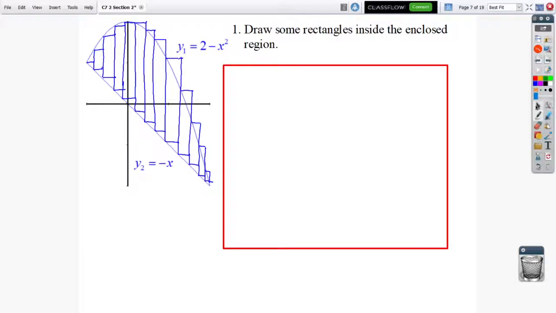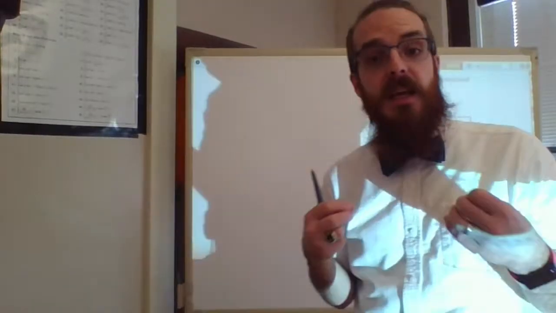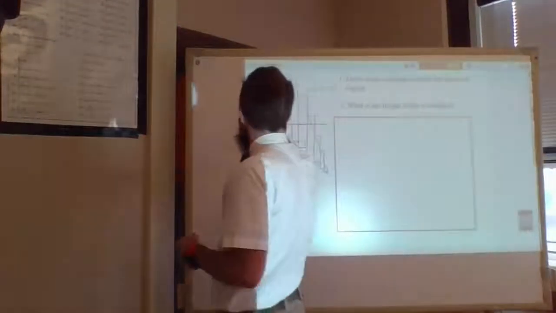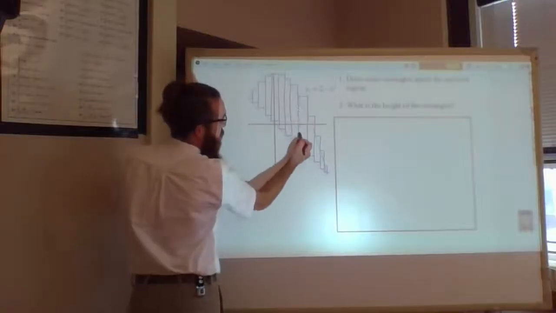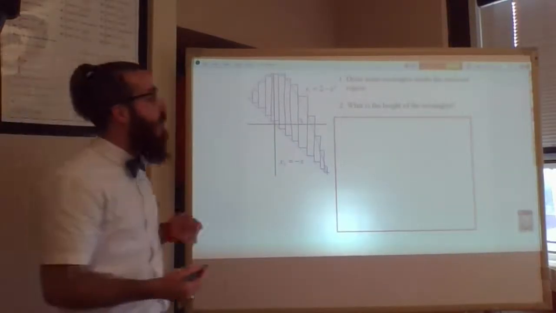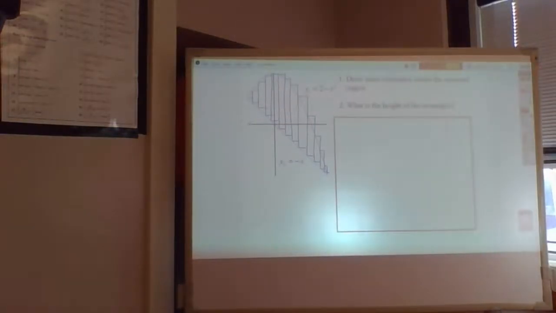Next thing that I want to do, I want to take an exemplar of one of those rectangles and figure out what the height of that rectangle is. Now the height of the rectangle, I'm talking about this vertical distance right here. And that vertical distance, we can actually see is very strictly related to the curves. This height over here is going to be different from this height over here. So we know we're talking about a variable expression. We know that our height is just going to be the distance in between those two curves.